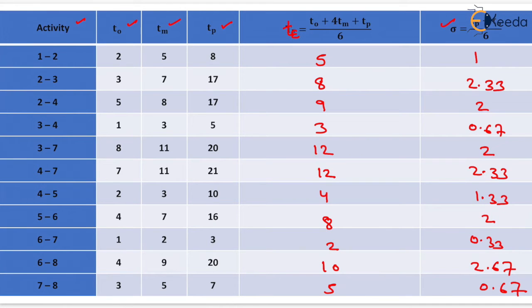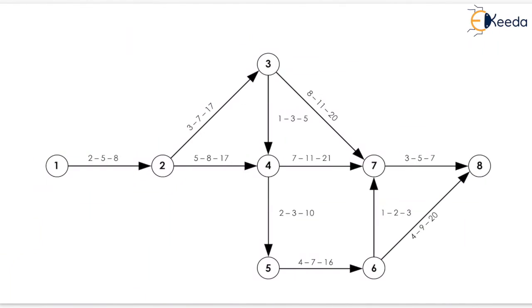Now we have determined the activity time, that is TE, and the sigma value, which is shown here. Now we will draw the network once again just like this. Now we have the activity times here: this will be equal to 5, here 8, here 3, here 12, here 9, here 12, here 4. Similarly 8 here, 10 here, 2 here and the last one is 5 here.